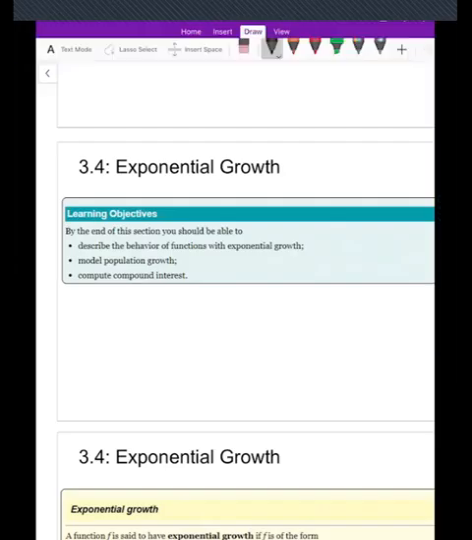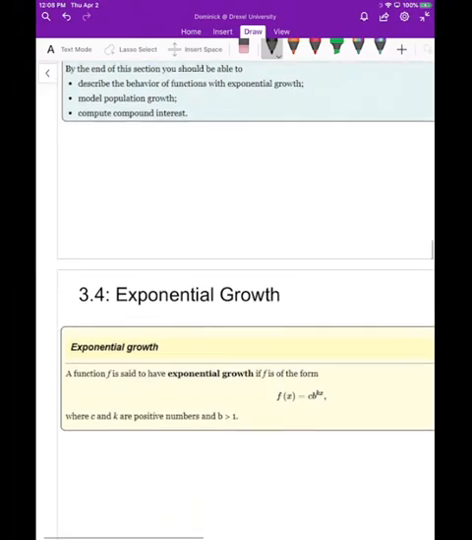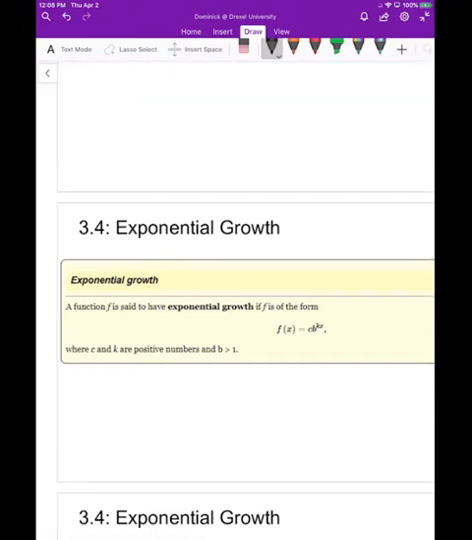Okay, guys, welcome. Today we're going to talk about exponential growth, which is an important application of exponential functions. We'll talk about how to describe behavior of functions with exponential growth. We'll talk about how to model population growth, and another interesting aspect of this is we can talk about how to compute compound interest.